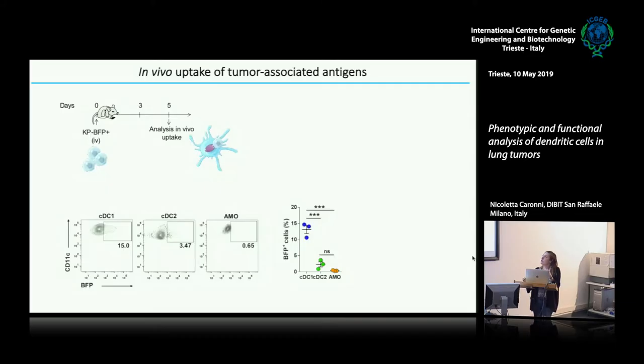For that reason, we looked at the expression of BFP in DC1. As you can see in the representative dots and also in the graph, after 5 days from tumor inoculation, almost 15% of DC1 are positive for BFP. On the contrary, if you look at DC2 and also macrophages, they are not positive, or very few cells are positive for BFP, indicating the importance of the uptake of tumor cells in the first phases of tumor progression by this population.